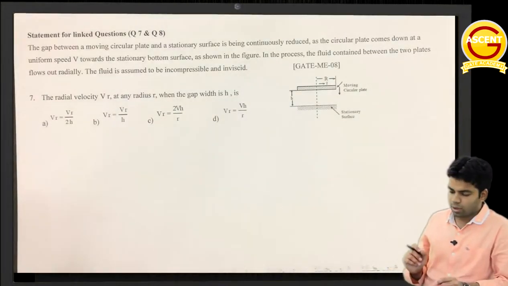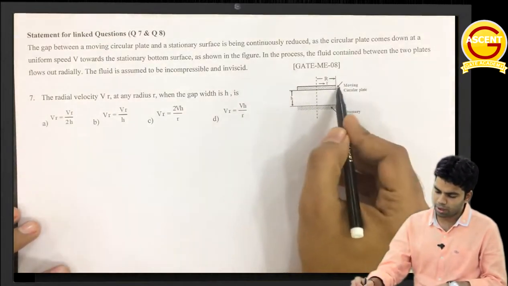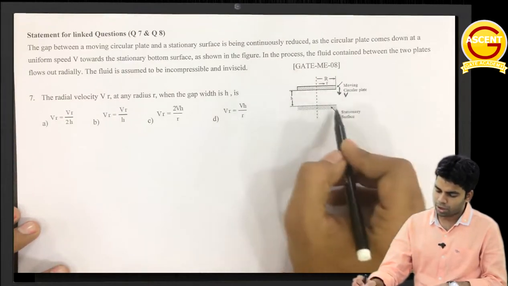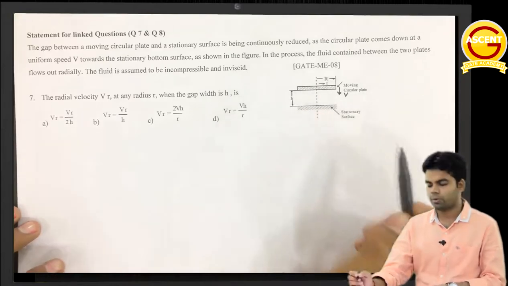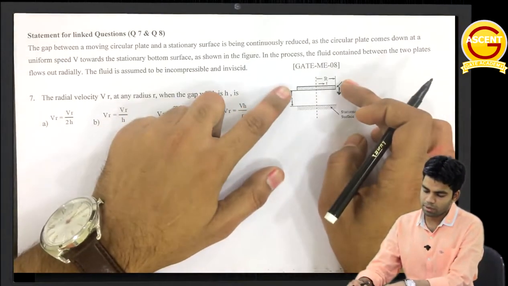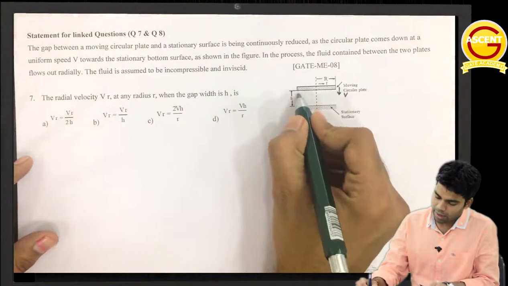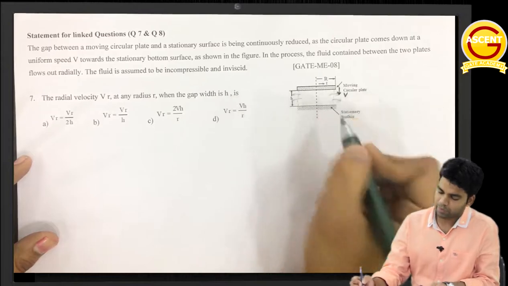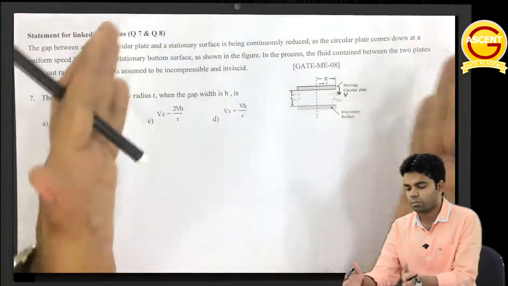So what it is saying in the question, just understand this question very carefully. We have a moving circular plate which is moving down with a velocity v. This is a circular plate moving down, and this is a stationary surface, and in between there is a fluid. Now what will happen when this moving circular surface is coming down? At the same time, whatever fluid is inside this cylindrical part will come out radially. Getting this? When the circular surface is moving downward, obviously the fluid will come out radially.